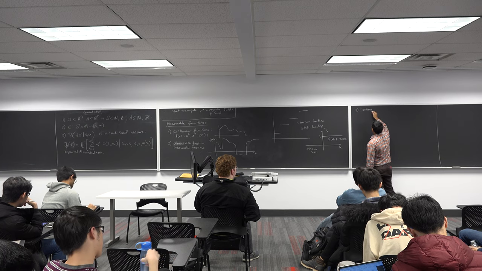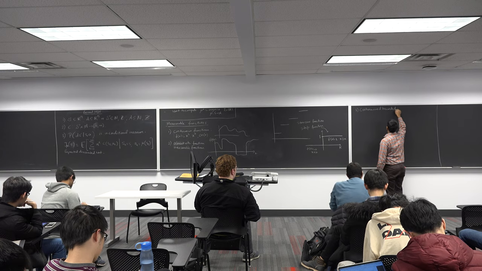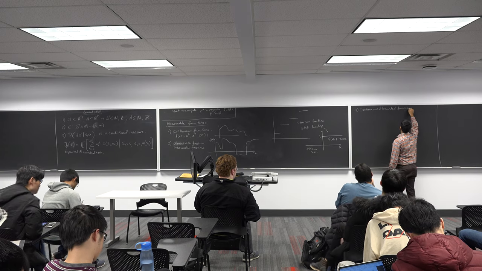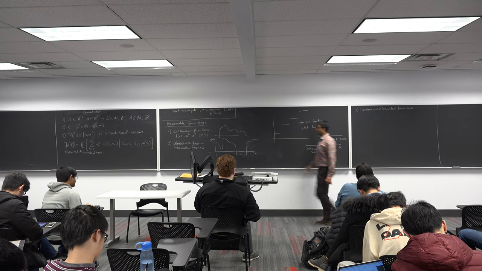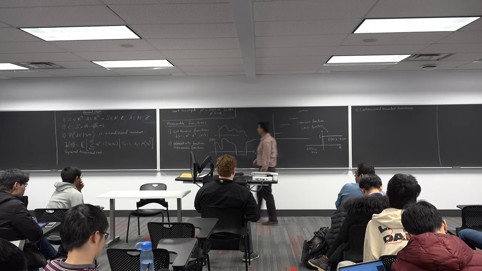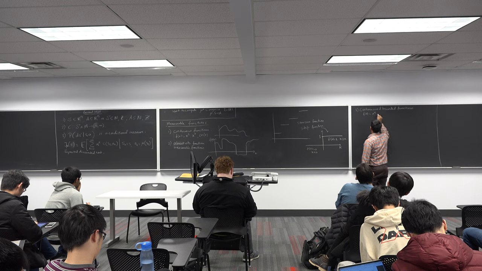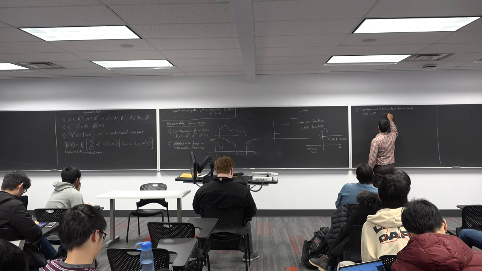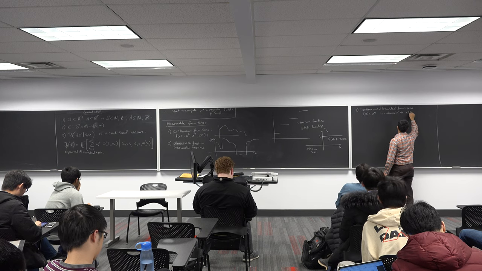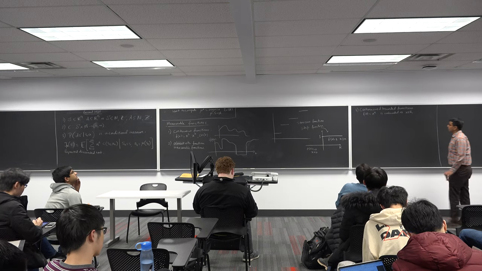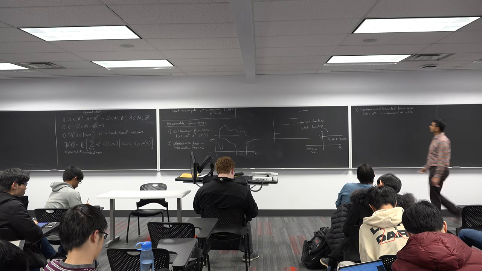The third definition is continuous and bounded functions. So this requires not just continuity, but also boundedness. So f(x) equals x raised to n is unbounded on R. Okay, so it goes to either plus infinity or minus infinity. So it's not a bounded function.